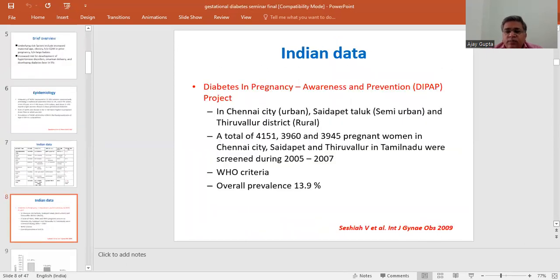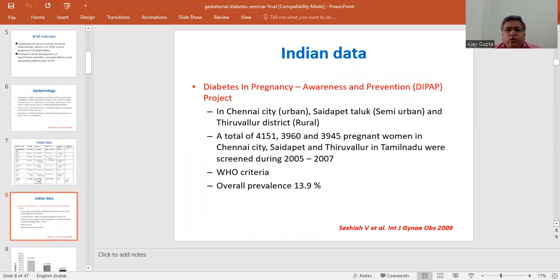So there is quite a high prevalence of this particular disorder, and that is why it is important to identify gestational diabetes mellitus and to treat it properly, to avoid pregnancy-induced complications in the woman and future complications in the baby also. So, Indian data: the Diabetes in Pregnancy Awareness and Prevention project. This study was done in Chennai city, in which urban, semi-urban and rural populations were studied, with a total of 4151, 3960 and 3945 pregnant women in the city population and those in the suburban or village population, and WHO criteria were used for the study of GDM.